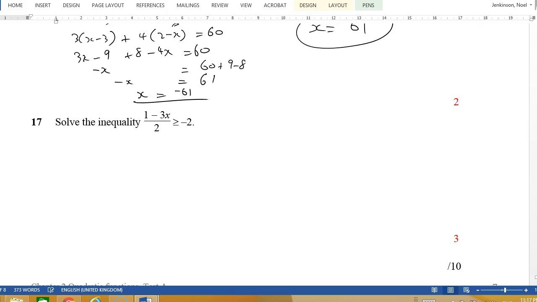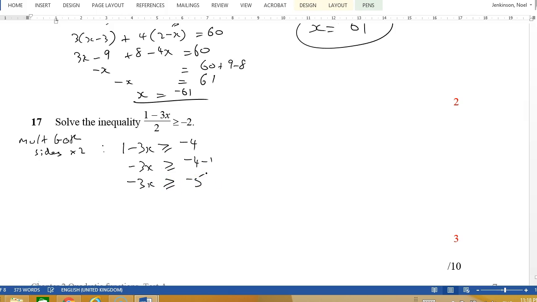This is an inequality, so we need to be a bit careful. We treat it like an equality, but when we muck around with that inequality sign, we've got to be careful. So 1 minus 3x greater than or equal to minus 4. First thing I do is multiply the 2 over. You're allowed to multiply both sides by 2. Doesn't change anything. Both sides by 2. This is what we did to begin with. I could subtract that 1 over. Negative 3x greater than or equal to negative 4, take 1, negative 3x greater than or equal to negative 5.